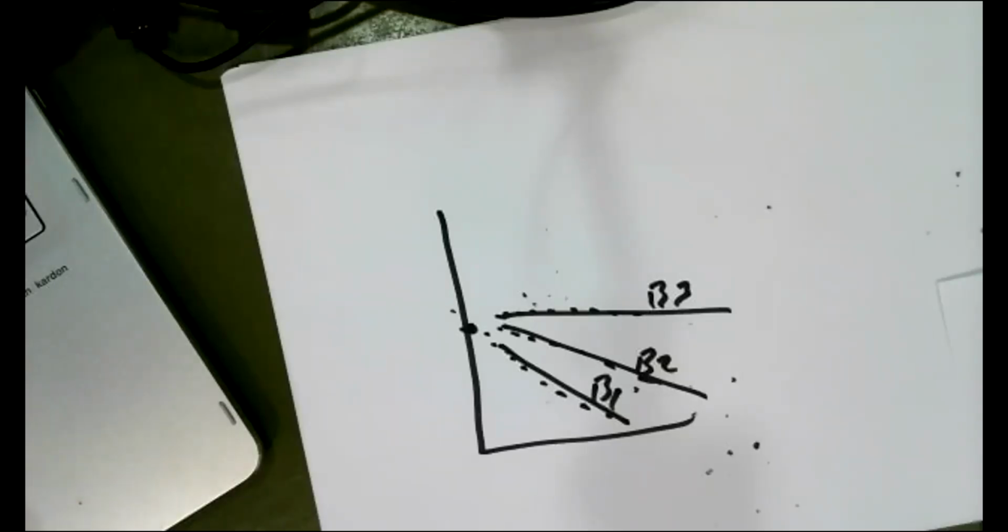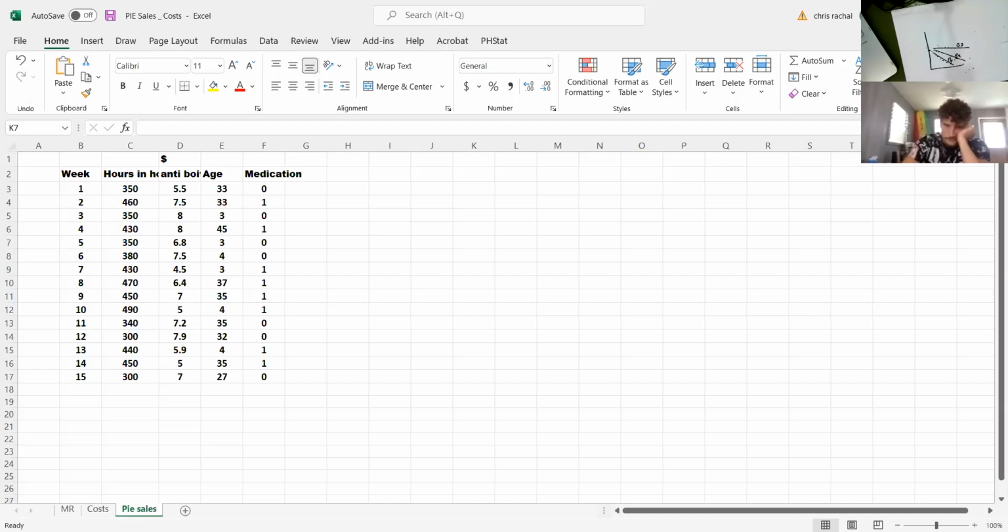And let's take a look at this. Okay, so the data that we're going to look at is the amount of hours that somebody stayed in the hospital. And we're going to look at the amount of antibiotics that they're taking in milligrams per day. And we're going to look at the age of the person. And if they took this medication, does that increase or decrease the amount of days that they're actually spending in the hospital?